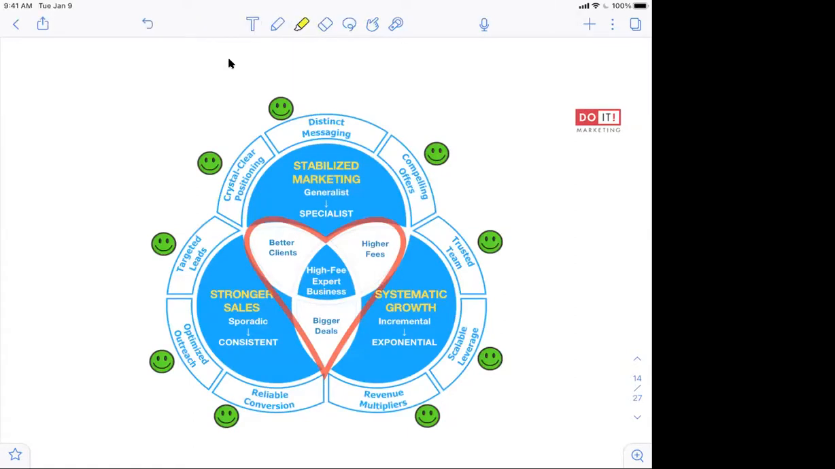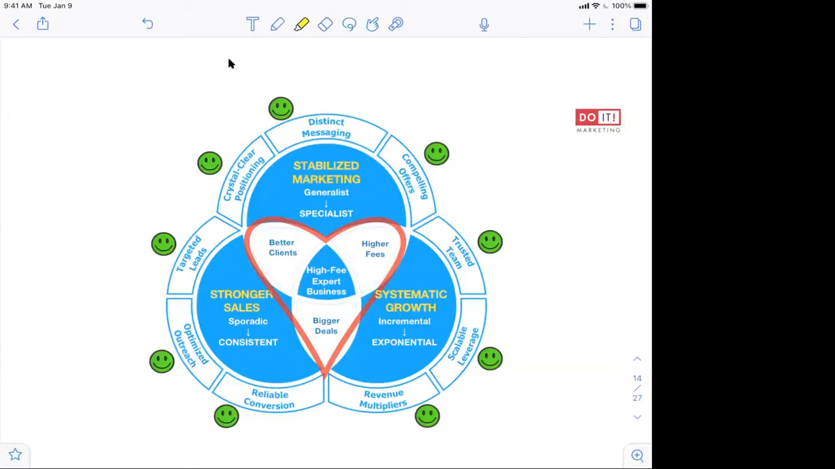Distinct messaging. You are a category of 1. Compelling offers. The second people hear what you do, they say, oh my gosh, we have to book a call. We need what you do. We need to get you in here. Targeted leads. You're only talking to people who want to talk to you. Optimized outreach. Reliable conversion, where you're no longer guessing where your next client is coming from. Revenue multipliers that reliably convert 1 client into 2 or 3.